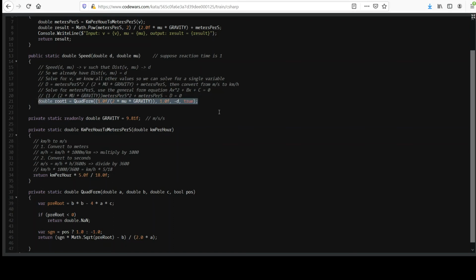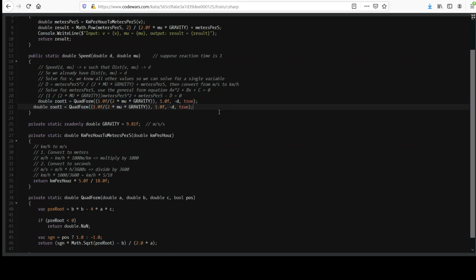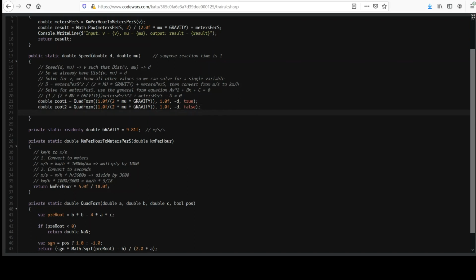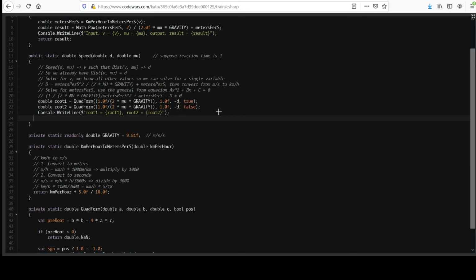Then we can copy this and say root 2 is all the same stuff, but just false, to get the subtraction. And so at this point we have two roots. Maybe I'll log those. Console write line root 1 equals root 1, root 2 equals root 2. This is optional. Okay, so we've logged those.